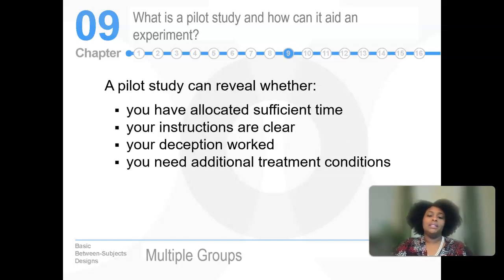Here are some of the things that a pilot study can reveal. You can allocate sufficient time, and see whether your instructions are clear and whether you need to go back and redefine them. You can check whether your deception works, ensuring there is no experimental bias present and that the participants don't understand exactly what you're doing, which would skew the data.